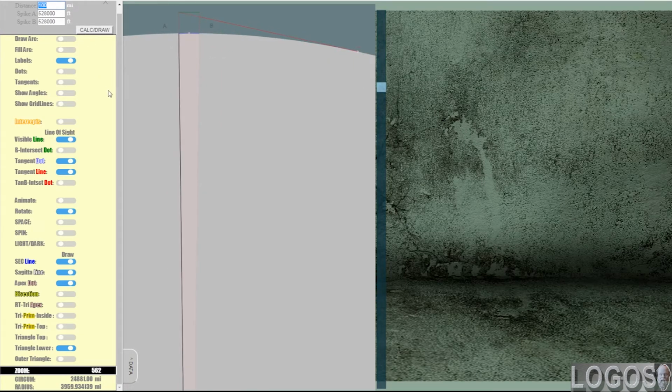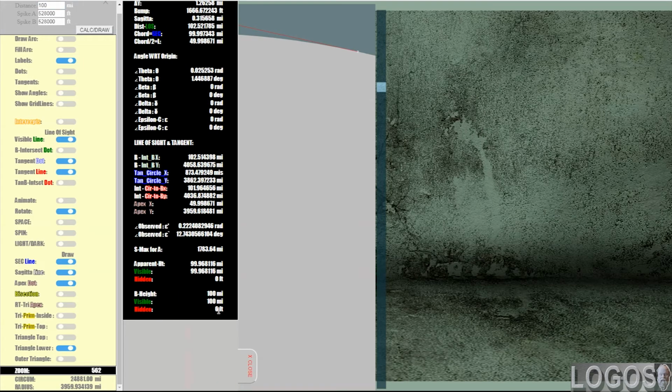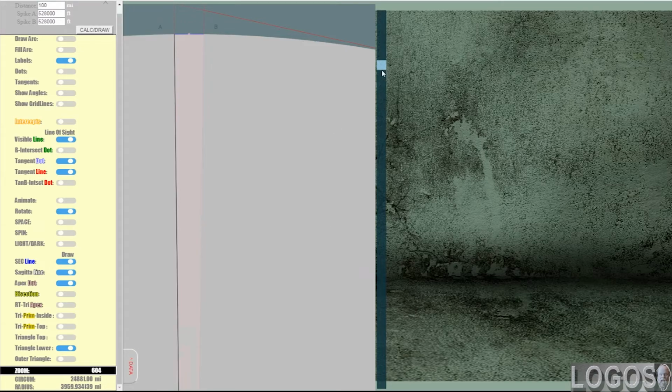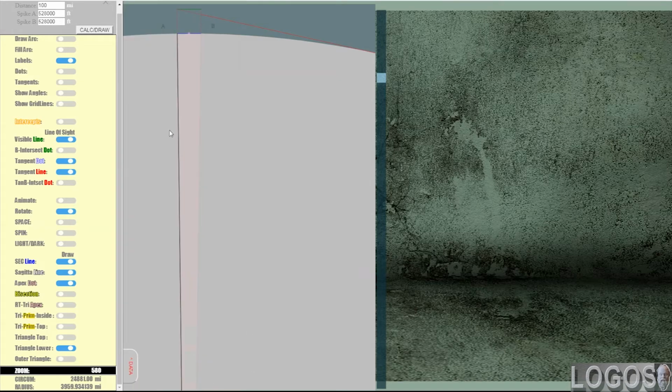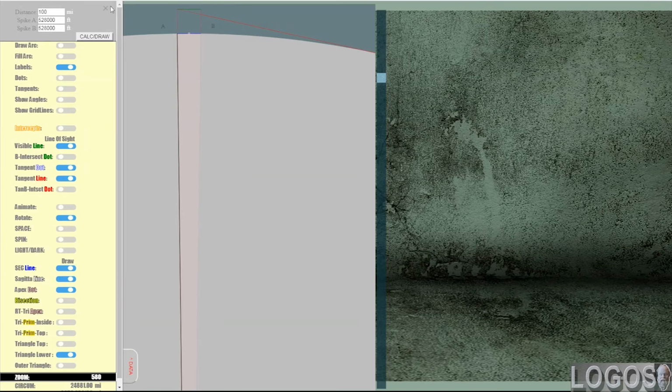And I did calculate the intercepts. You have to. That's the only way you can get the data here. You can tell on the diagram clearly, A looking onto B, the whole thing is visible. All of B is visible. Height 100 miles, visible 100 miles, hidden 0 feet. And we're going to get into how to calculate those steps in the next video.